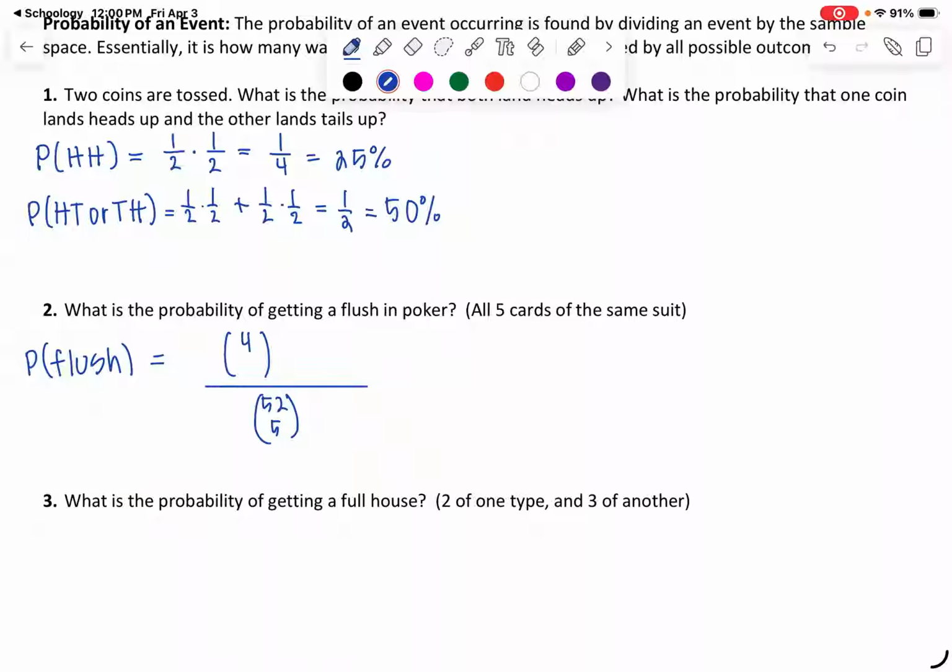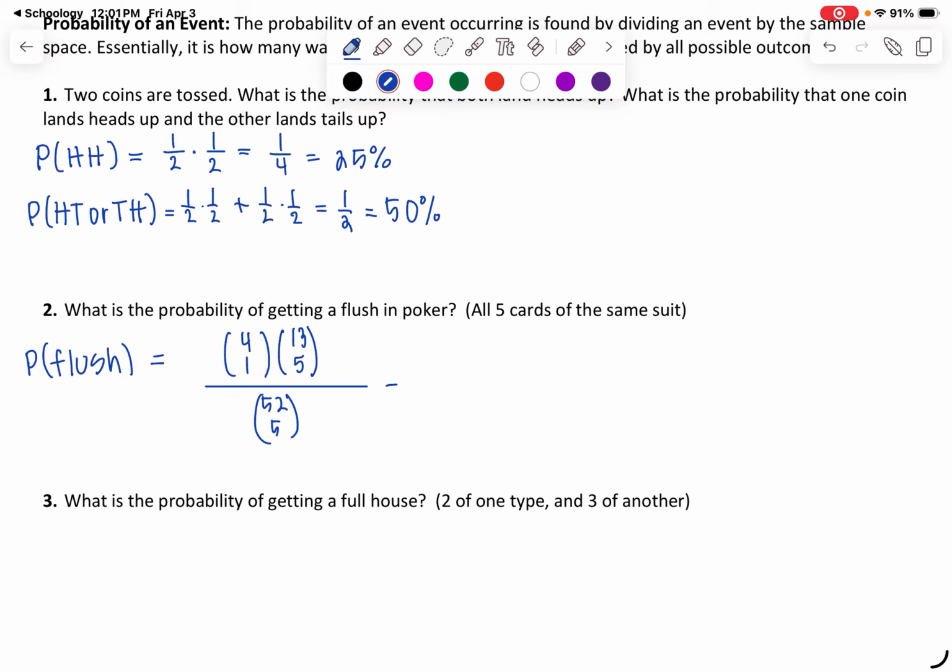From the 4 suits, we have to choose one, and 4 choose 1 is just 4. So it's going to take whatever we get and multiply it by 4 for each different suit. Now from that suit, there are 13 cards, and I want to choose 5 of those cards, because I want all 5 to be from that same suit.